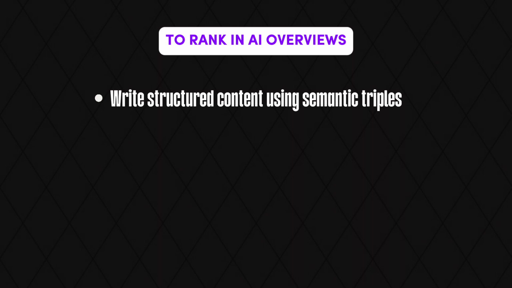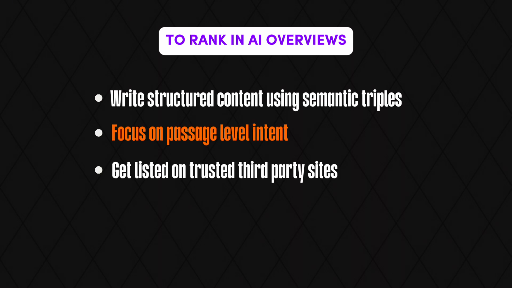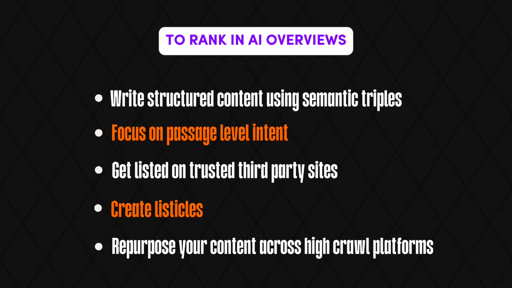To wrap it all up, if you want to rank in AI overviews, here's the game plan. Write structured content using semantic triples. Focus on passage level intent. Get listed on trusted third-party sites. Create listicles, yes, even with your competitors, and repurpose your content across high crawl platforms. Remember, you're not just trying to rank on a page, you're training the language model to recognize you as an authority.